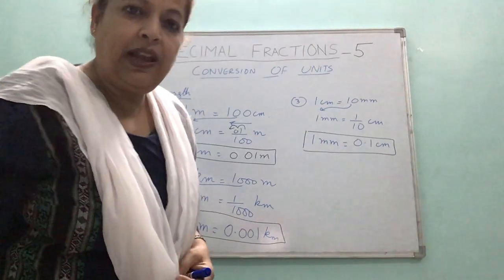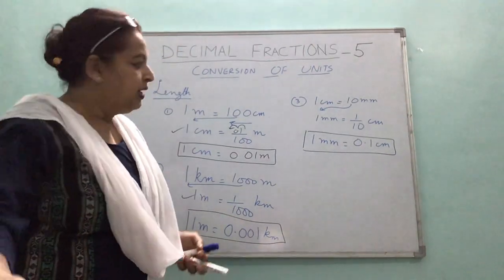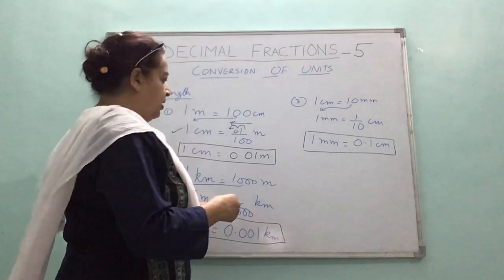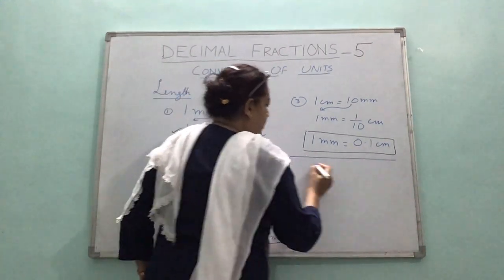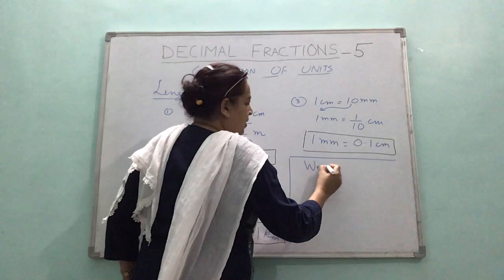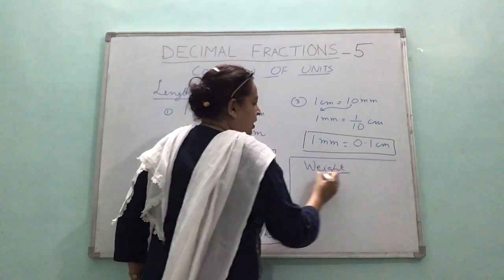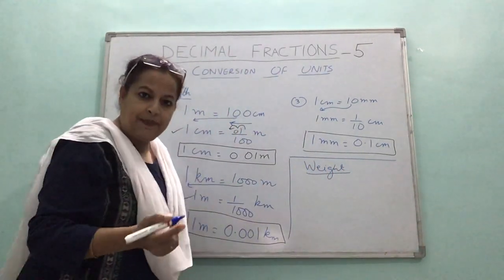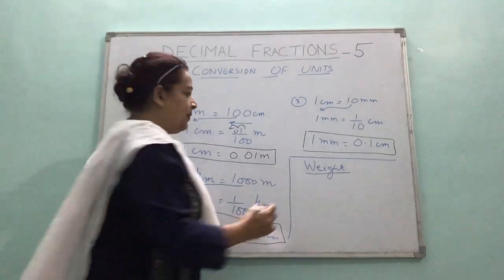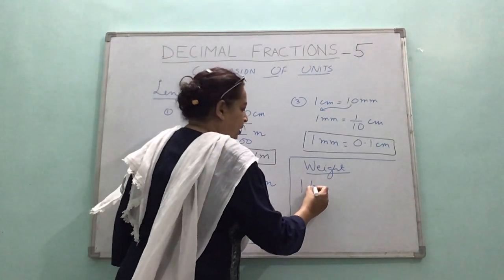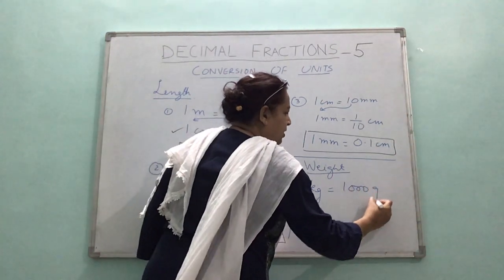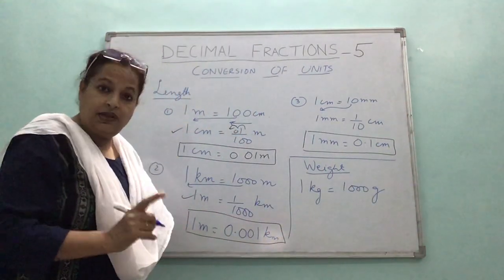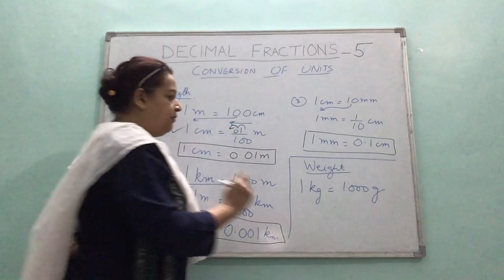The same way you can have for weight also. Okay, I'll give the subheading here only. Because for weight, the common one I'll take. For weight, kilogram to grams. One only. So 1 kilogram is 1000 grams. 1 kilogram is 1000 grams. Right? You have to learn that.